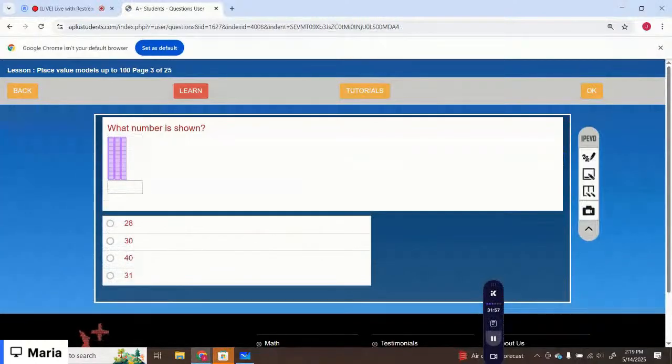So what number is shown, which is the correct option? So we have 3 bars with 10 small squares, right? That means they represent 3 tens, and 3 tens equals 30. They represent 30. The correct option is 30.